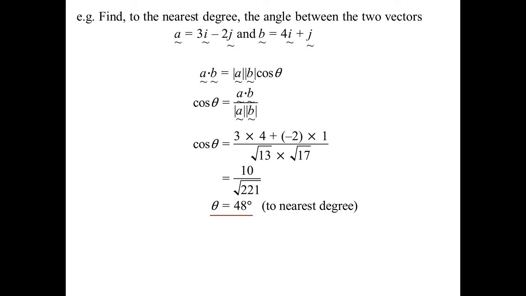Bottom of the fraction is the length of those vectors. 2 squared plus 3 squared. 9 plus 4 is 13, so we have root 13 for the first one. And then the second vector, 4 squared plus 1 squared is 17, so we have root 17. 10 over the square root of 221. Now from there it's just calculator work. That's 48 degrees. We tend to use degrees here, maybe because we're talking about an angle in a triangle. You could give your answer in radians if you wanted to.